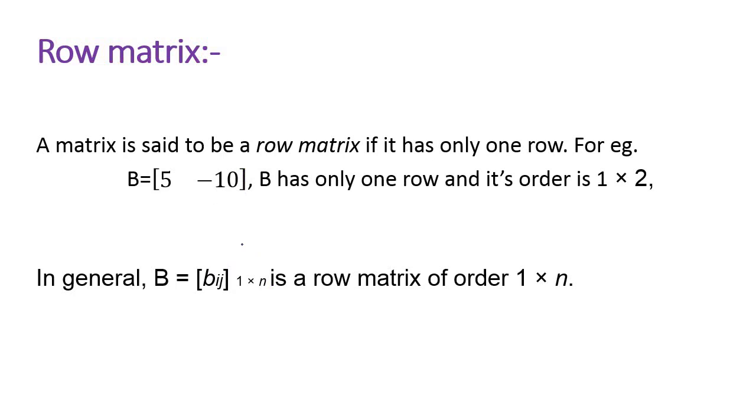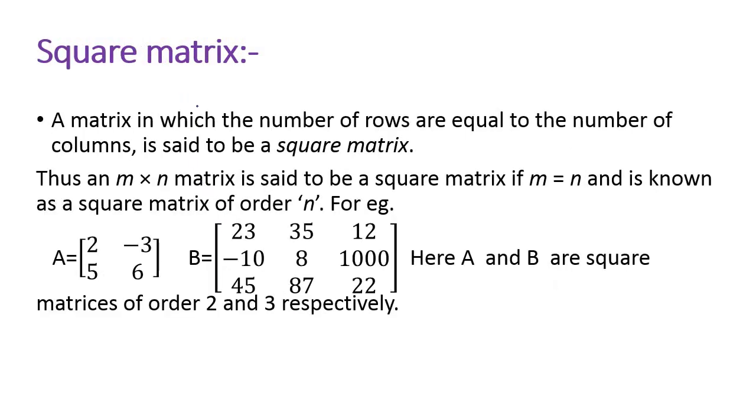And again we will move further. A matrix having only one row is called a row matrix. Square matrix. This is a very important type of matrix. The difference is that in this matrix, the number of rows is always equal to the number of columns. You can say that here m should always be equal to n, where m represents the number of rows and n represents the number of columns.